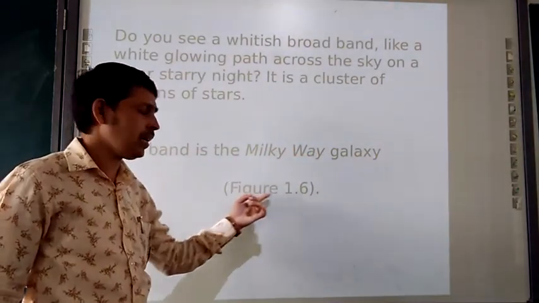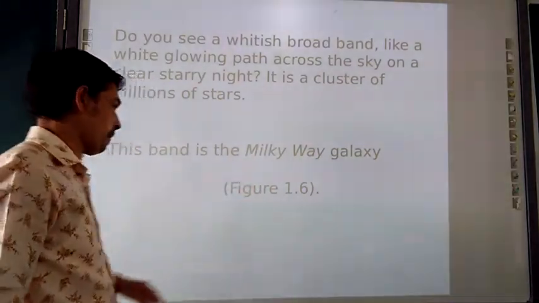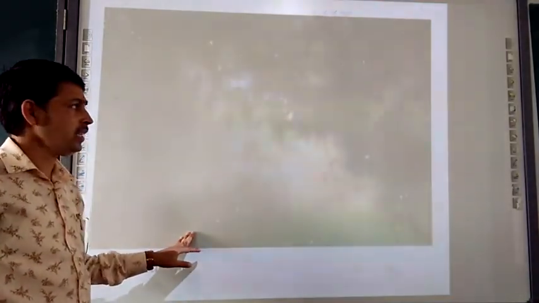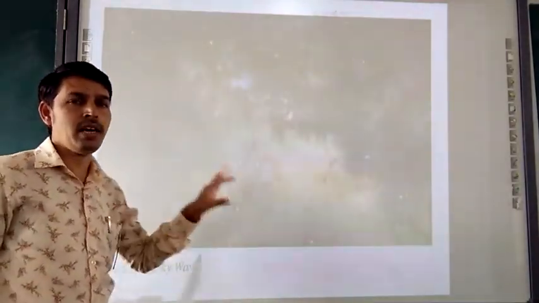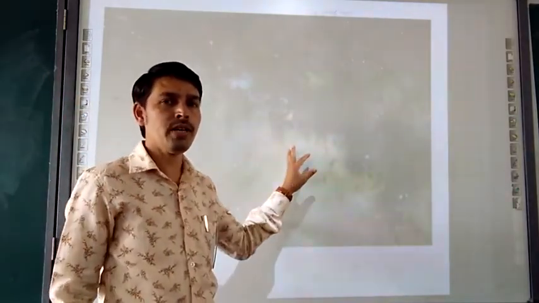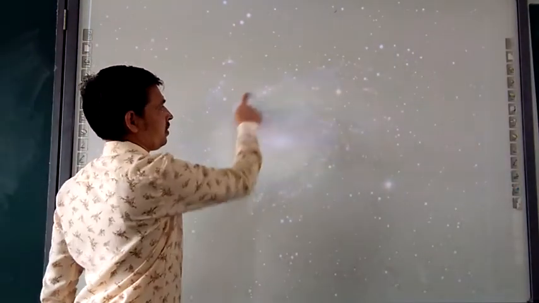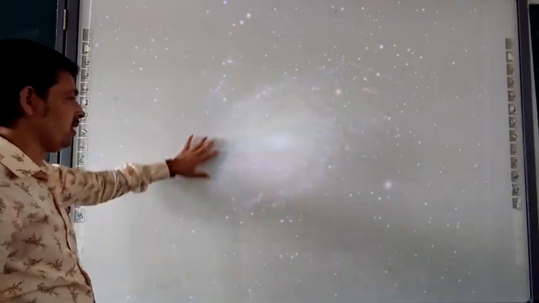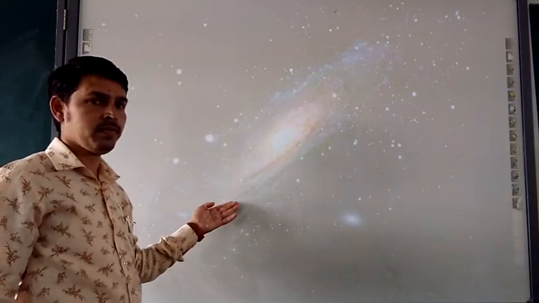So we are going to see the figure number 1.6. So this is the figure number 1.6, Milky Way, right? To have a clearer view of that, I have placed two more photographs for you, so you can observe the Milky Way. See, the Milky Way. All the solar system, all the planets, stars are here. Milky Way. Next, another photograph. See.